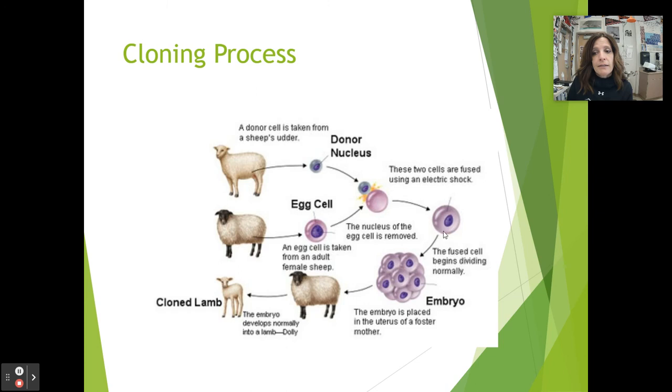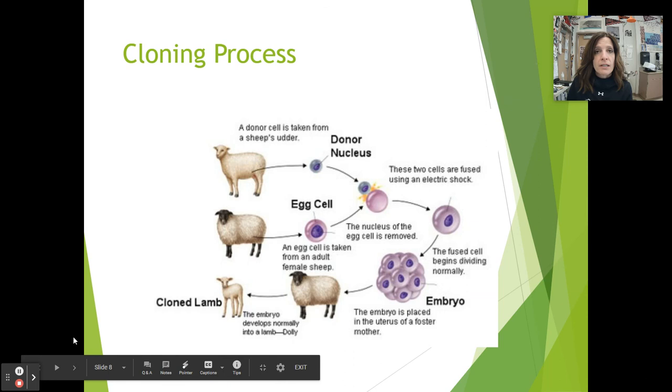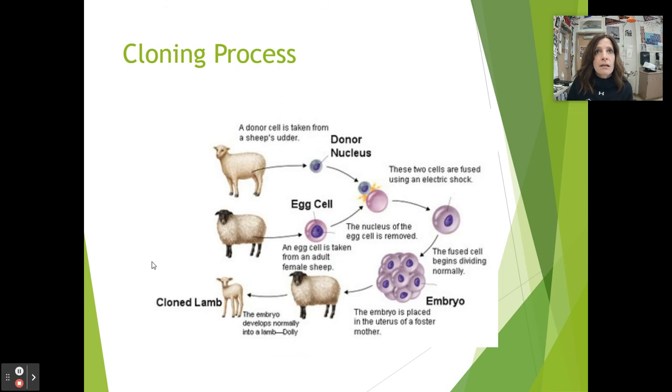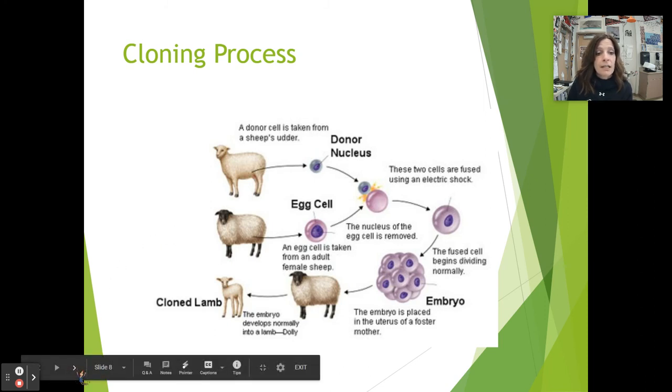And then that fused cell becomes an embryo. And remember that nucleus came from this sheep over here. Since we don't have a nucleus in the egg, this nucleus has the full set of chromosomes, and it develops into an embryo. And then that embryo is placed in the uterus of this mom, and then out pops a baby that's going to be identical to the donor. It's pretty interesting. They've cloned lots of things. They've cloned cats, they've cloned dogs. Just recently, last year, I think they announced they cloned a monkey, which is pretty crazy because that's very close to a human.